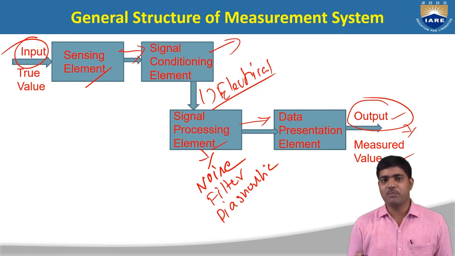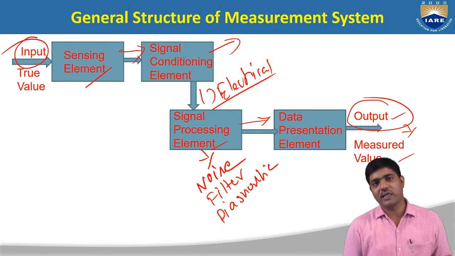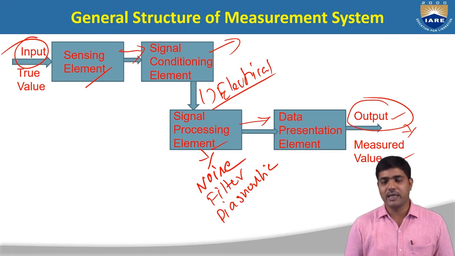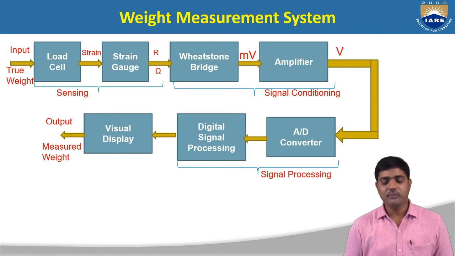Because if you take any plant, if you want to analyze further what data you are getting at each and every instant, you have to store that data, or sometimes for real-time control you may need to display the values. So at the data presentation element, you are going to store the data, record the data, and display the data on the various displays available. So this is the general structure of a measurement system.